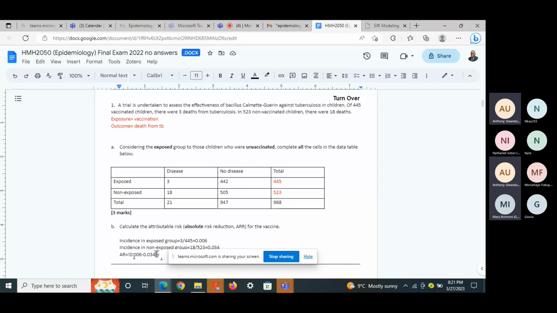So if we use the normal exposed minus non-exposed, it's supposed to give us a negative value, so we turn it the other way, right? Yes, we can do it that way, and there will be no problem.